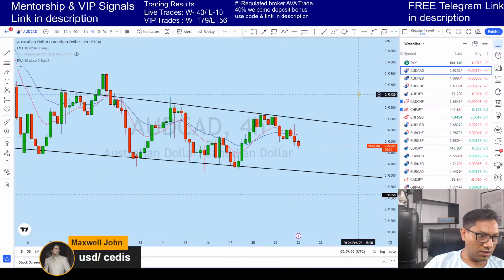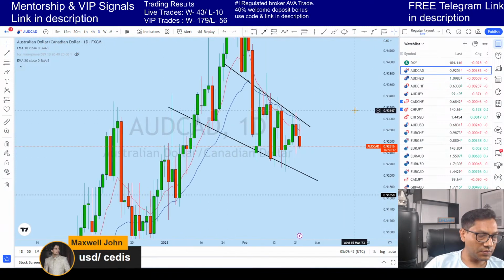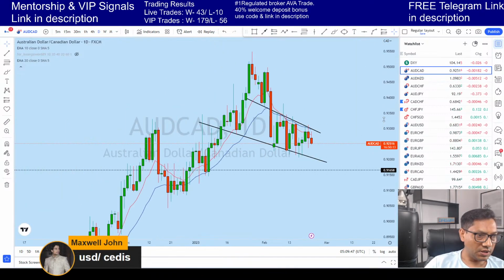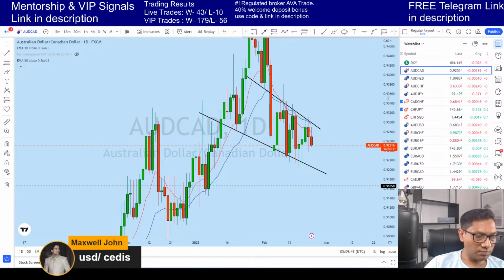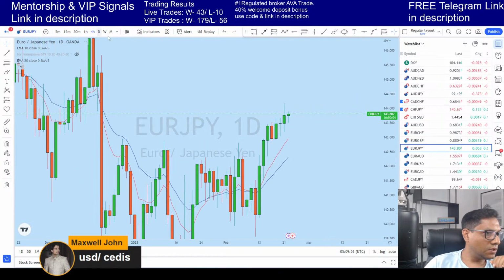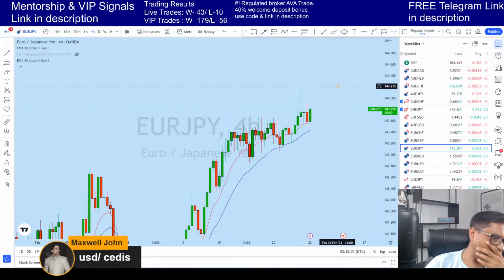AUD also had very strong liquidity there multiple times. This one is also preparing for a drop. So Euro looks very strong in comparison with the other pairs. EuroJPY is doing the same thing.